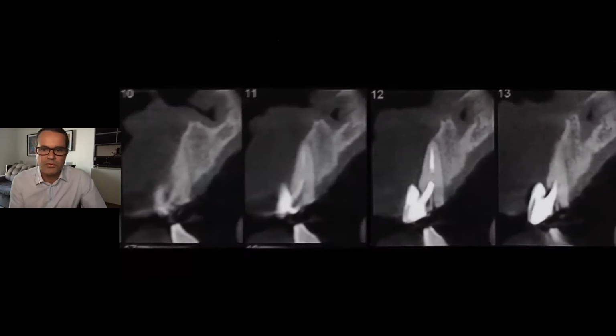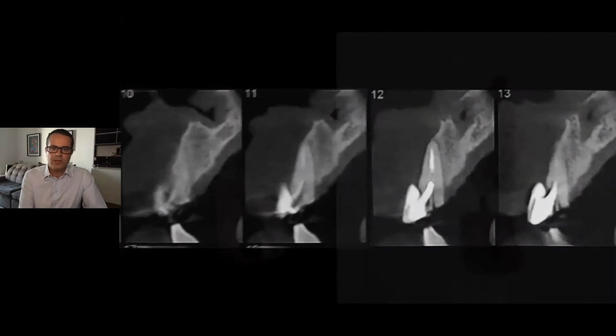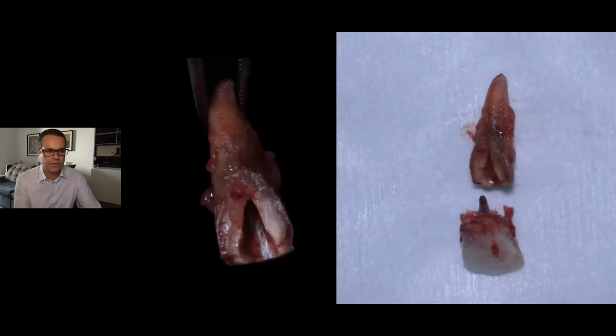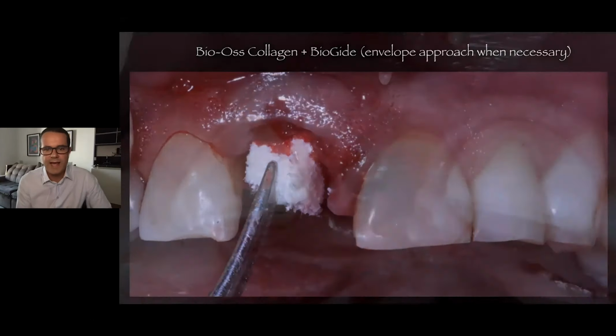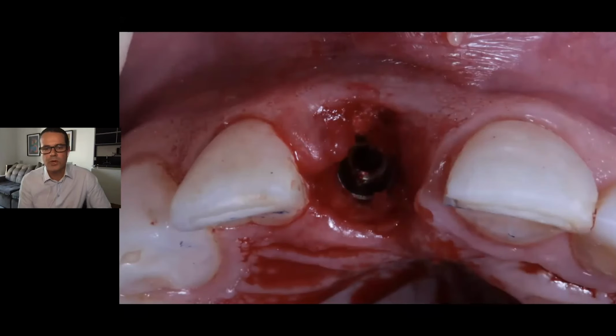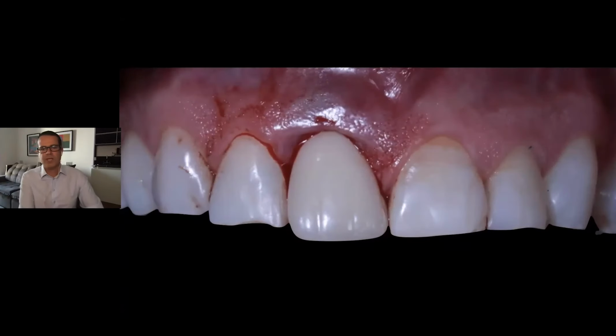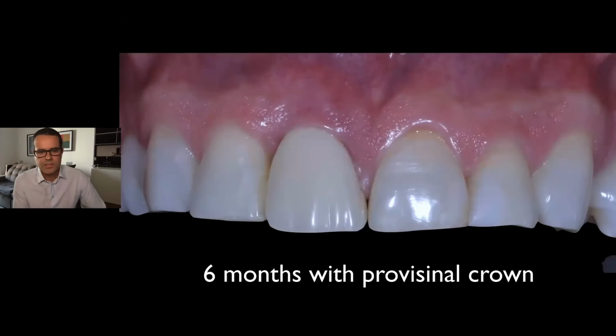As I showed you before, the tomographic scenario, the tooth extracted with minimized trauma to the soft tissues. Here we can see, after the implant was installed, the reconstruction of the buccal defect, and here an occlusal view with the implant placed. You can see here the Bio-Oss Collagen and the membrane in position, and the immediate post-op, and this provisional crown was followed for 6 months.